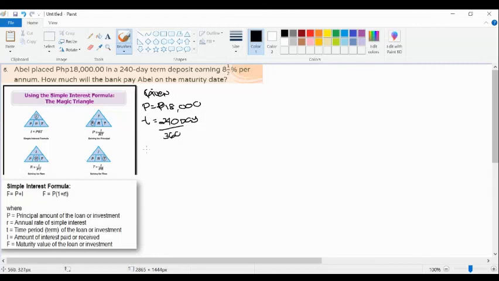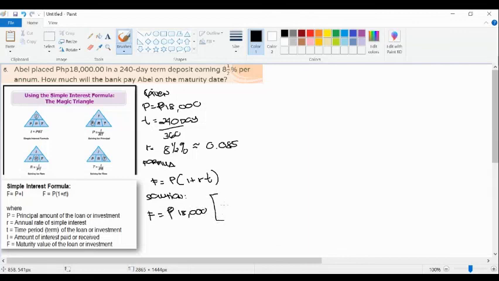Next, we also have the rate, that is 8 and a half percent, or if we change this into decimal, it would be 0.085. Now we're looking for the maturity value that the bank should pay Abel. The formula for that will be F = P times (1 + RT). So solution, F is equal to 18,000 pesos multiplied by 1 plus 0.085 times 240 divided by 360.